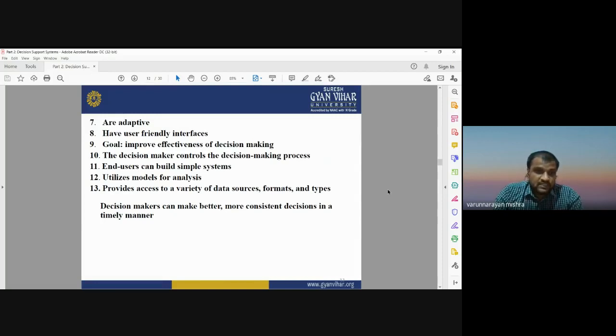It utilizes models for the analysis. We can use any model for analyzing the data set, and it provides access to a variety of data sources, formats and types. Whatever data you have, whether it is raster data or vector data, any kind of data source in any format or type can be used in a decision support system. So decision makers can make better, more consistent decisions in a timely manner.